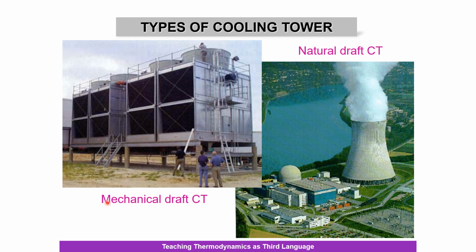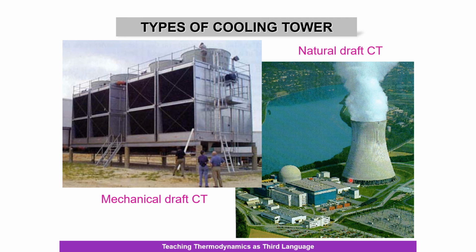You can categorize them either as mechanical draft cooling towers. So these are mechanical draft, where the circulation of air is induced by the fans running with the help of an electric motor. You also have natural draft cooling towers. So these are mainly used in nuclear power plants, as you can see here. They don't have any fan, so they rely on the buoyancy effect of hot and cool air rising.